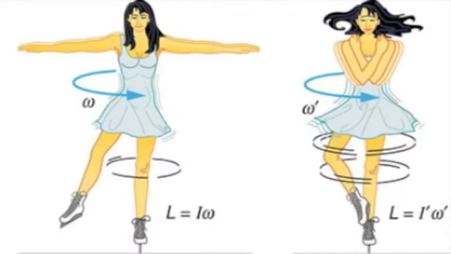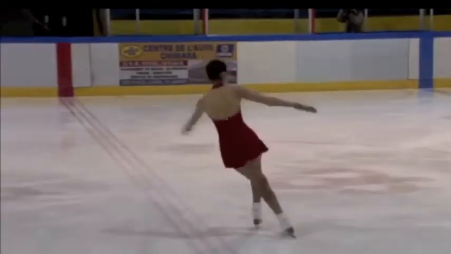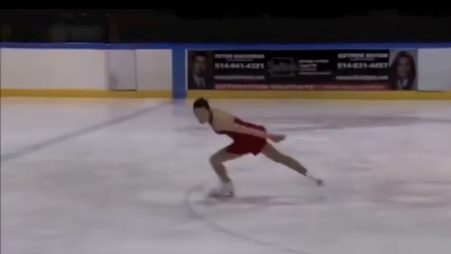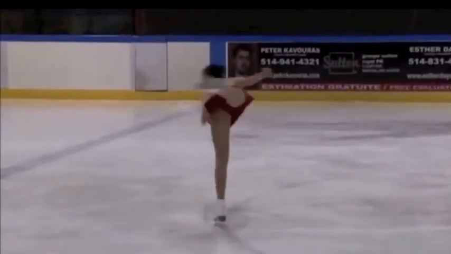R is the distance from center of rotating axis. When the skater brings her arms in, she spins faster because she's changing the R distance, which creates a difference in moment of inertia. This is an example of a skater continuing to change her moment of inertia by changing her body position.